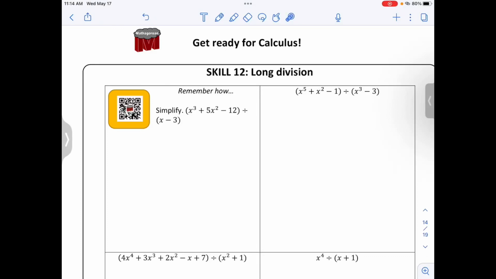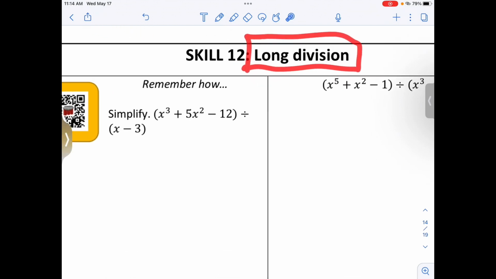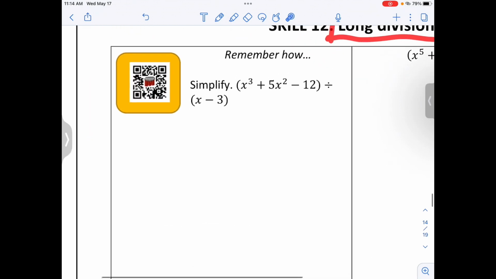Hey there, this is Pythagoreans Get Ready for Calculus, and we're going to look at Skill 12, Long Division. We're going to do one problem of this, and yes, long division is used in calculus. However, thankfully, it's only used in one skill.